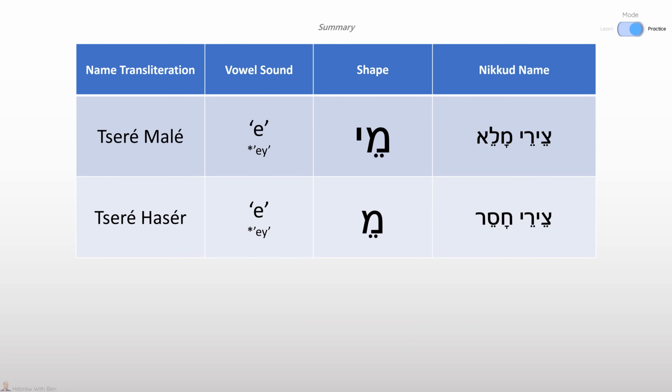To conclude tzere, let's see the following table. We saw that tzere can have two forms, male and chaser. Tzere indicates the vowel e.